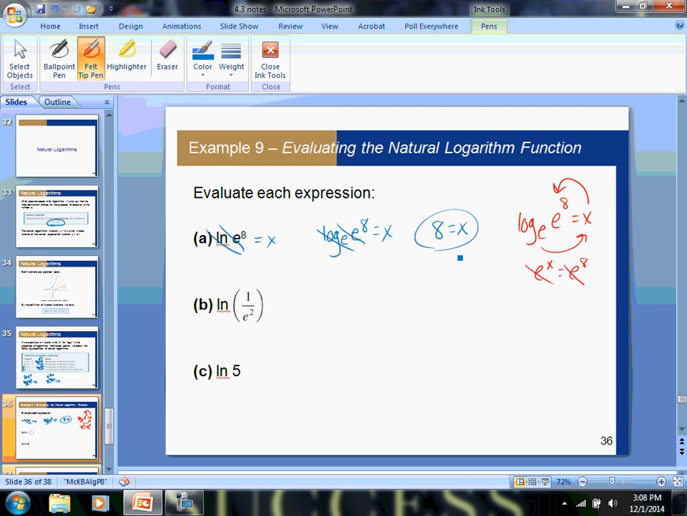Now part B, I want to rewrite that just a little bit because I don't like 1 over e squared. That can look a little intimidating. So let's rewrite that as the natural log of e to the negative 2.